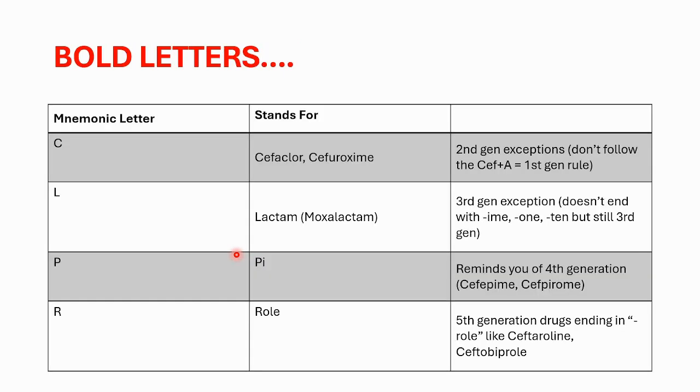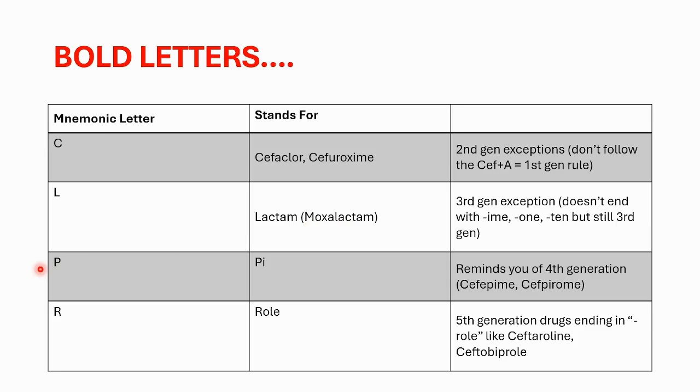So likewise for the other video, I just have a summary table. Our bold letters were C, L, P and R, where C stands for cefaclor and cefuroxime. So these are the exceptions, right? The bold letters are exceptions. Both cefaclor and cefuroxime belong to second generation cephalosporin. Talking about L, L stands for lactam, its full form moxalactam. For third generation we need to have the suffix ending with IME, ONE or TEN, but this is an exception. So moxalactam falls in third generation cephalosporin.